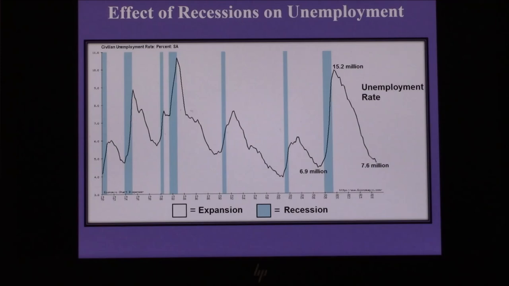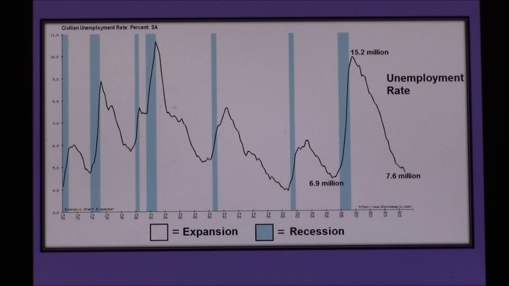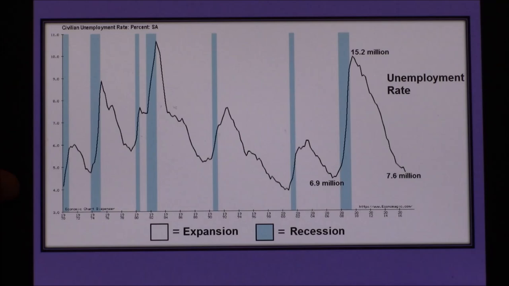Let me zoom in a little bit further here. Now, then I wanted to show how highly correlated unemployment is to expansions and recessions. Right? And the blue areas are recessions. The white areas are expansions. And you don't need to take econometrics to realize that there is an inverse relationship, right?